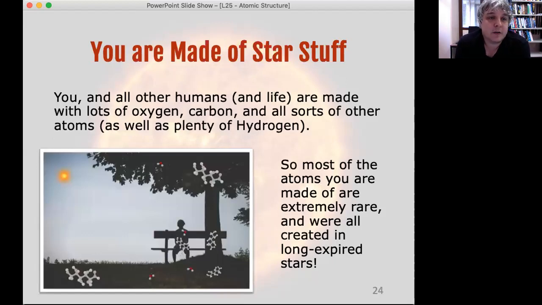That means that you, me, all other human life, all other life in general, all other planets are all made of all these other types of atoms. We are all made of stuff created in long expired stars. Stars created them in their cores, the stars died and exploded, sent them out into the universe, and millennia later we form. Right? We form out of these dead remnants of stars.